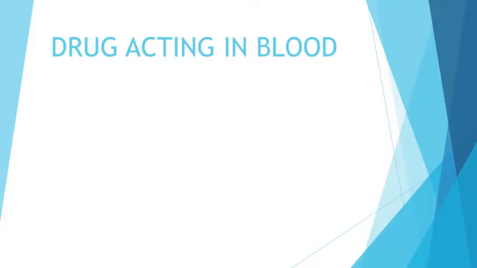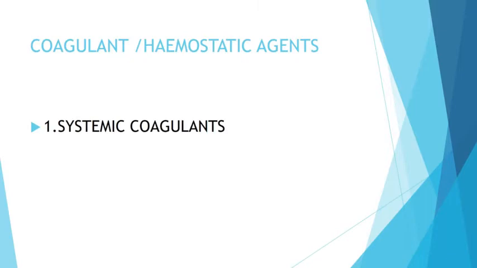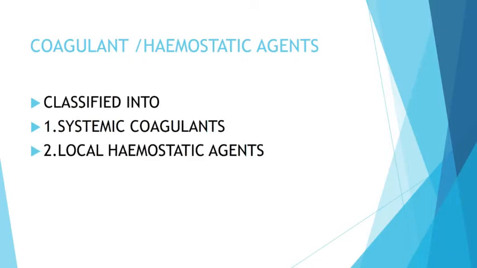Today we are going to discuss the drugs acting on the blood, that is coagulants and anticoagulants, with easy mnemonics and tricks to remember the drugs under the classification of coagulants and anticoagulants. First, we have coagulants or hemostatic agents. Coagulants are classified into systemic coagulants and local hemostatic agents.